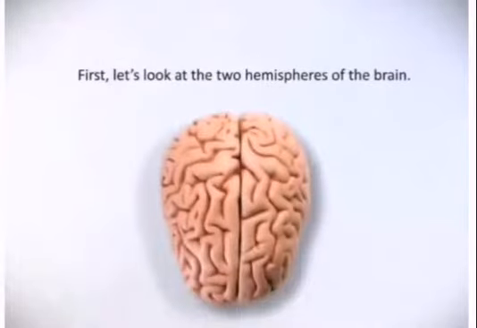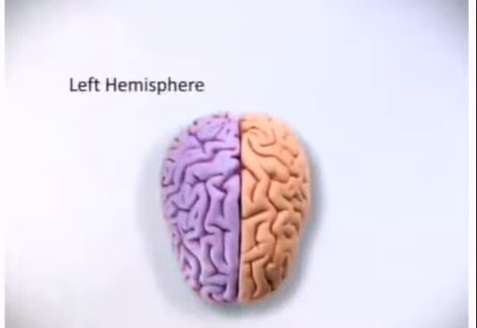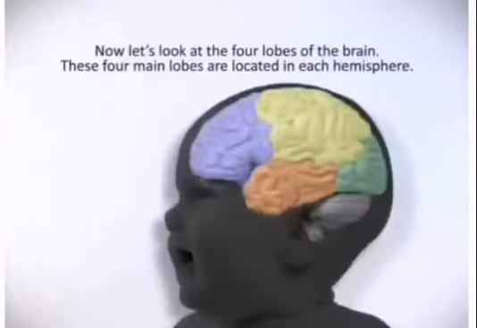First, let's look at the two hemispheres of the brain, the left hemisphere and the right hemisphere. Now let's look at the four lobes of the brain. These four main lobes are located in each hemisphere.